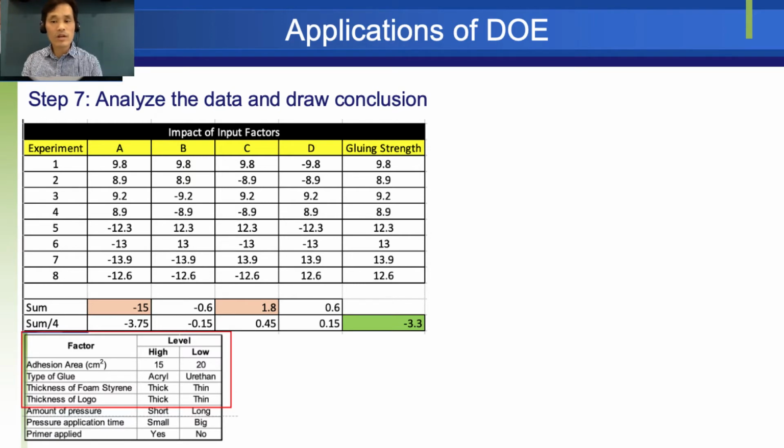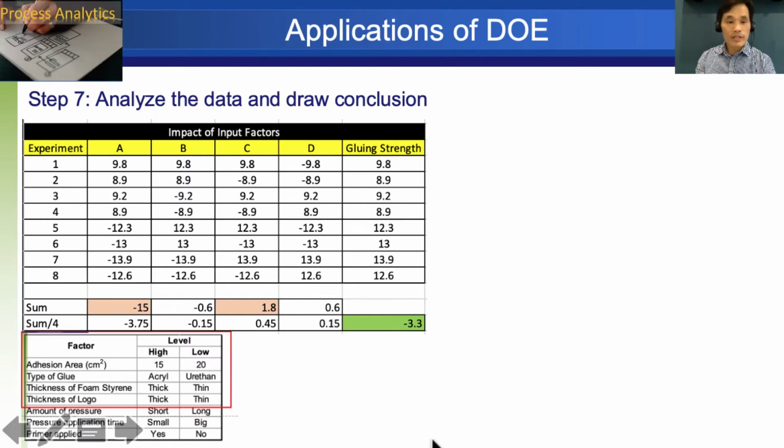Then we need to sum them up by columns. So I sum them up here: negative 15, negative 0.6, positive 1.8, and positive 0.6. For example, negative 15 is the summed impact of input A, which is adhesion area. Similarly, 1.8 right here is the summed impact of input C, thickness of foam styrene.